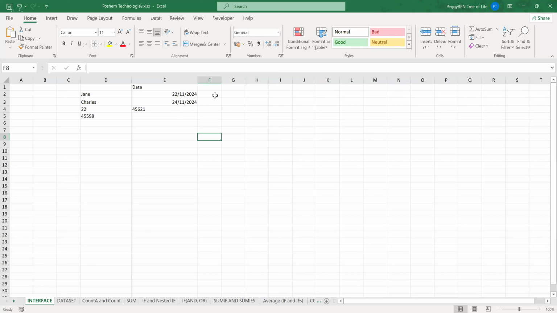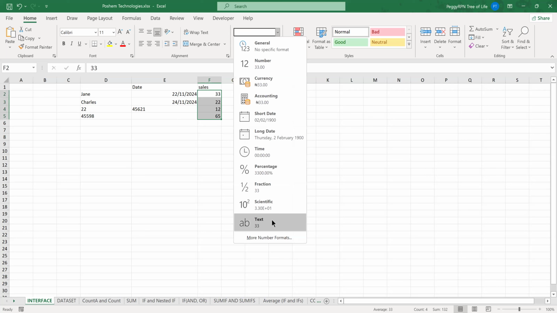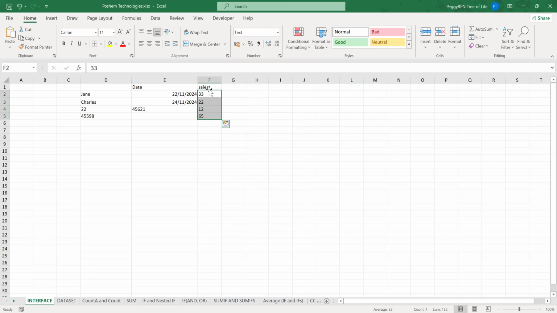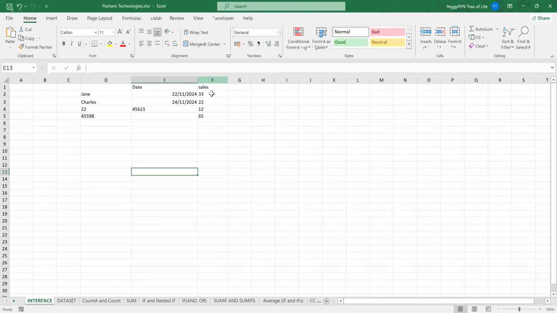Now, if I also have, maybe here, sales, and I have 33, 22, 12, 65. Now, I see maybe these are all text. This one does not change. That's still the same numbers. But now you have to be smart to understand that your data set is not well organized. It's in text actually. They are not numbers. Excel will actually relate to them as text.